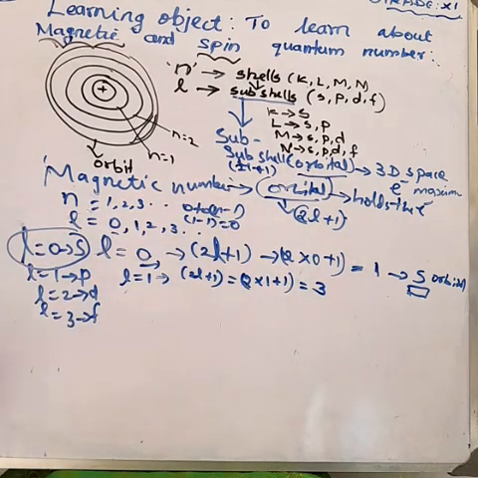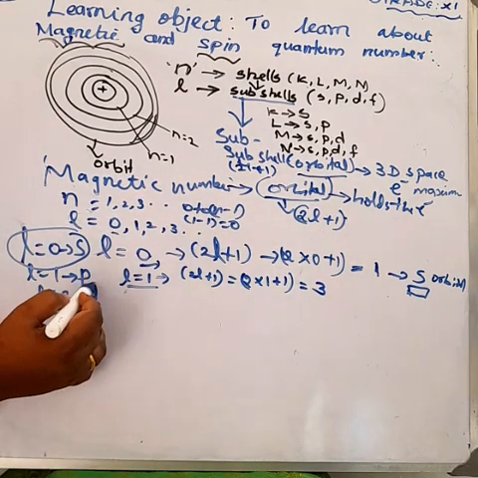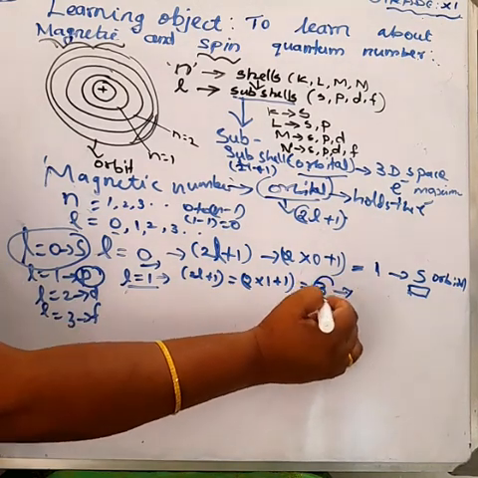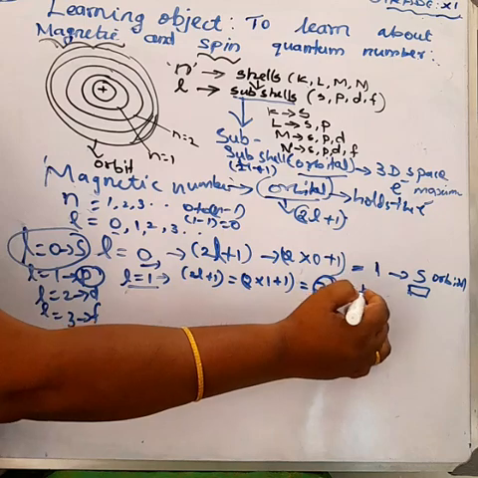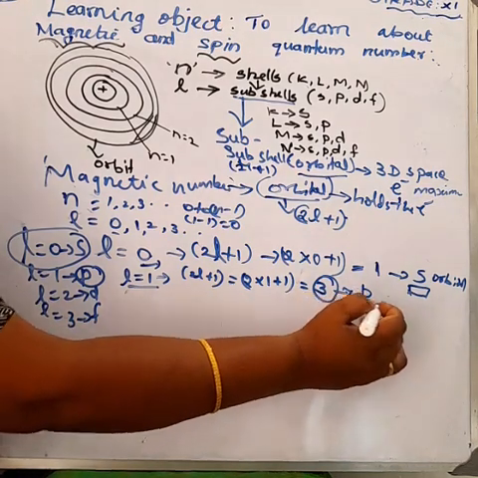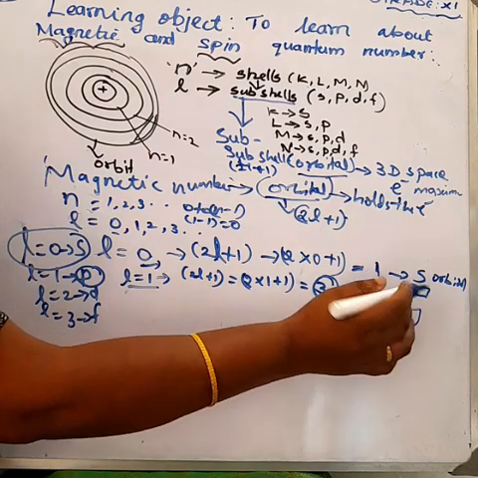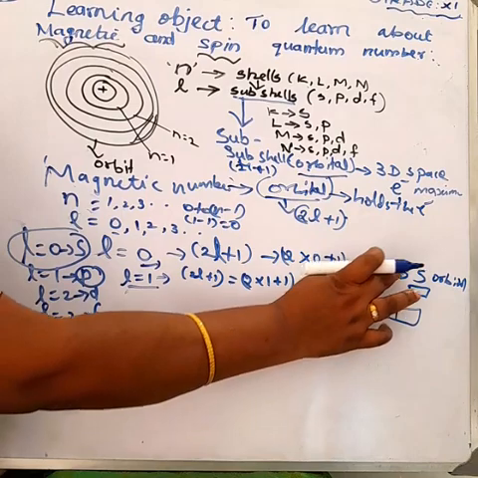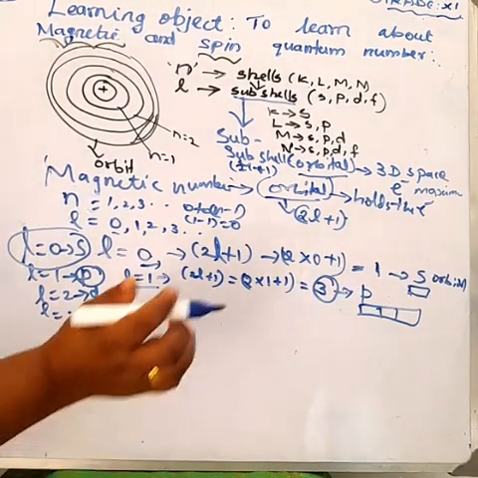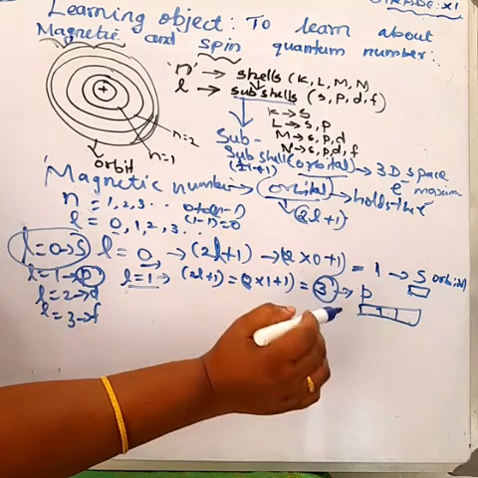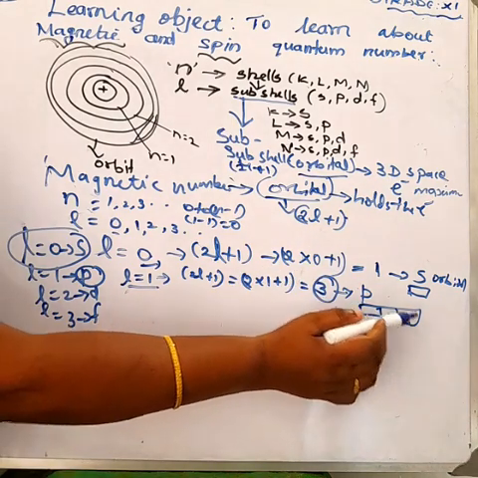When L is equal to 1, it means the P subshell. How many orbitals does the P subshell have? It has 3 orbitals. We call these P orbitals. And the S subshell, how many orbitals does it have? Only one orbital. We call it the S orbital. And the P subshell has 3 orbitals, which we call P orbitals.